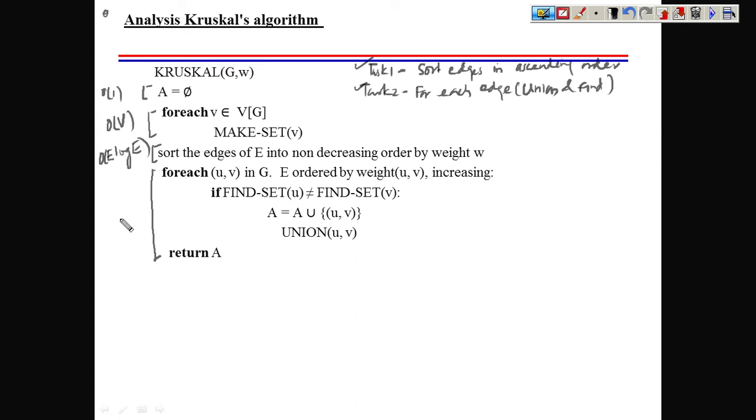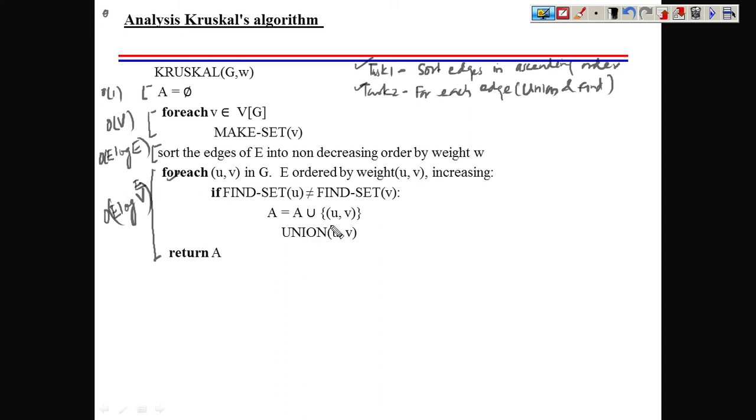We have to do these find set and union operations for e number of times, for all edges. Even if we consider a simple disjoint set data structure, we perform big O of e operations: two find operations and possibly one union for each edge. If you consider a disjoint set forest with the union by rank method, then it can be done in big O of e log v time.